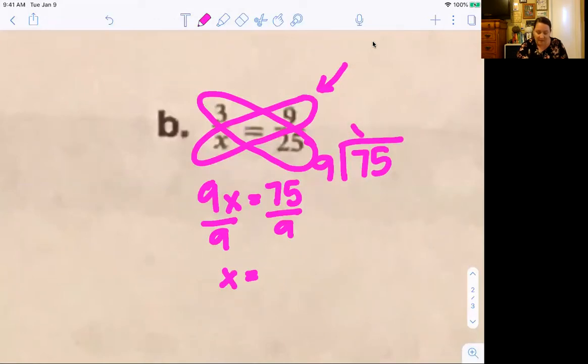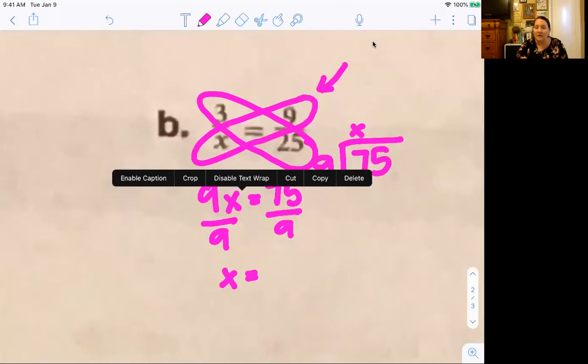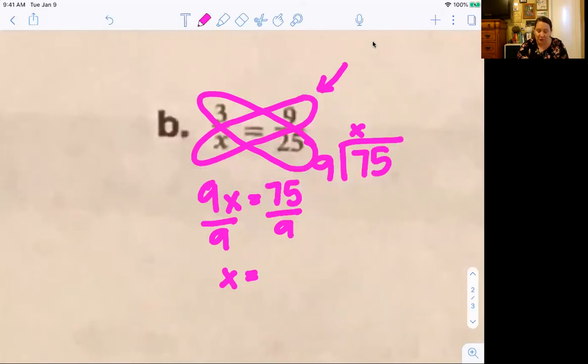9 goes into 7. Can't do it. 9 goes into 75. Well, 9 times 9 is 81, and 9 times 8 is 72. So 8 would work. 75 minus 72 is 3. So I have 8 and 3/9.